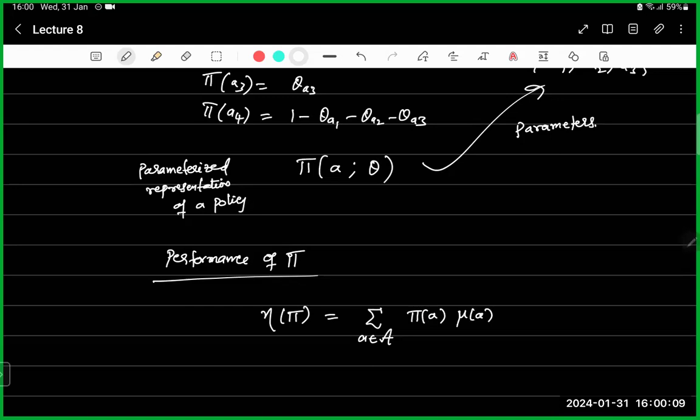Correct. So this is a good metric for our policy, right? It tells how good your policy is. If you keep all the probability on the best expected reward possible, let's say arm A1 has the highest true mean, then my theta for A1 can be 1, everything else can be 0. Correct? So this is a meaningful way of estimating how good your policy is, which is nothing but the expected reward per policy pi.